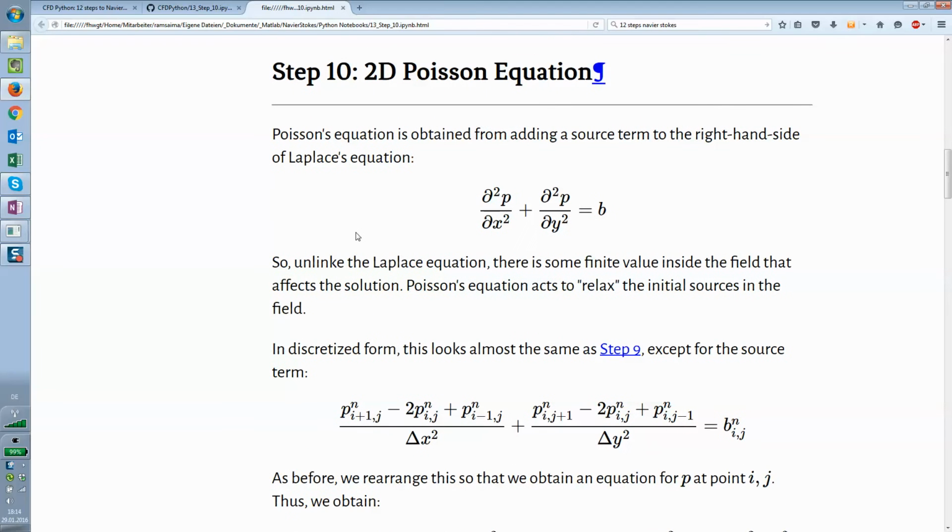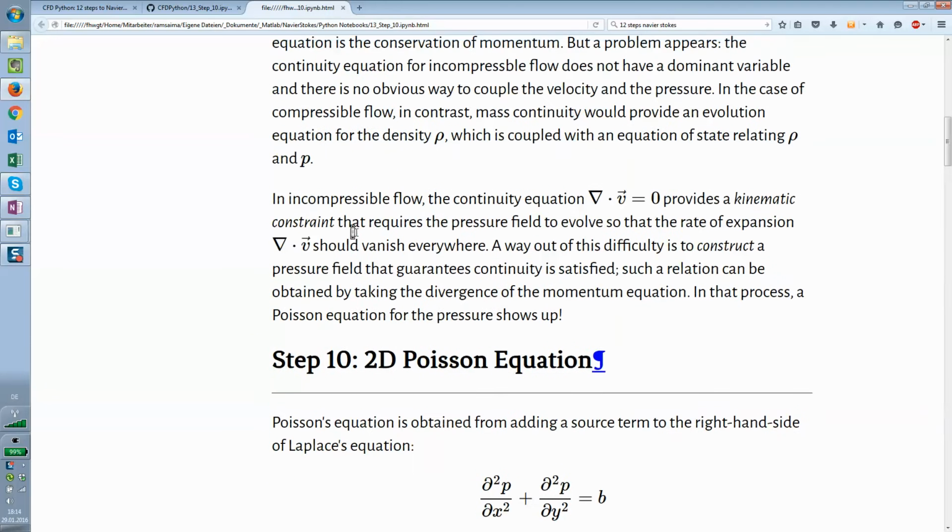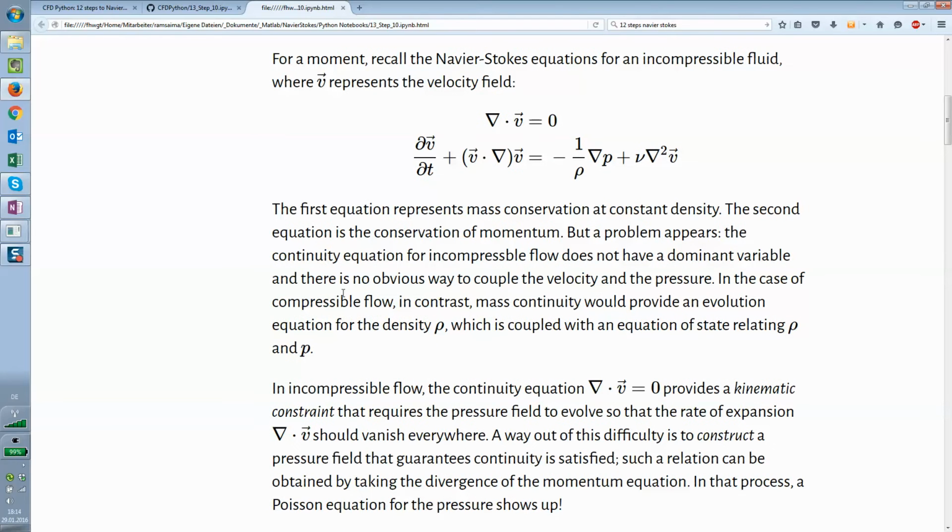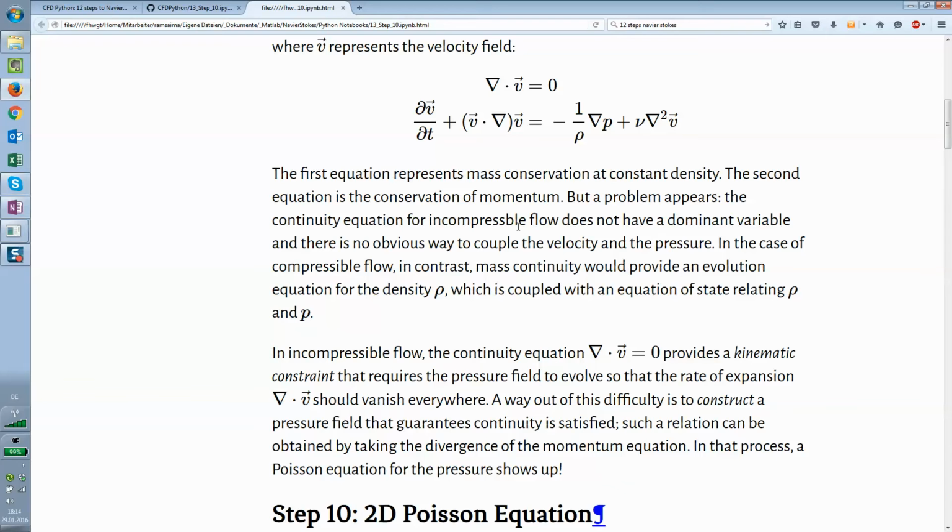So the problem we're looking at now is that there is no obvious way to couple pressure and velocity. And this problem is stated right here. Your first equation represents the mass conservation at constant density. The second equation is the conservation of momentum. The problem is that for incompressible flow there's no dominant variable, so there's no obvious way to solve it, and also there's no way to couple the velocity and the pressure. In case of compressible flow, instead you have a coupling term between the density and the pressure.